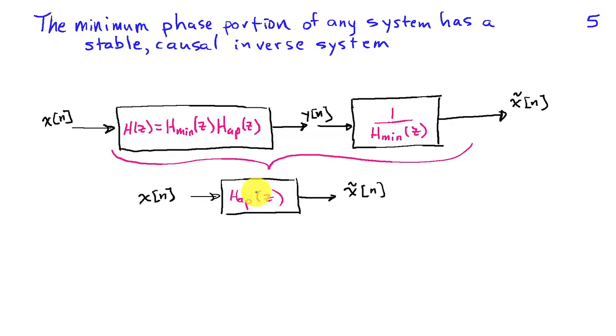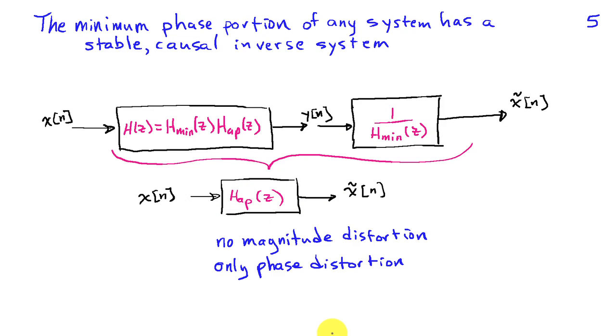And then the net effect is as if I passed my original signal through this all-pass system. So I don't have any magnitude distortion. In other words, the original signal has a certain magnitude at each frequency, and that's not changed by this process, but we do get some phase distortion. And depending on the application, that phase distortion may or may not be important. For example, the human auditory system is not very sensitive to phase distortion.